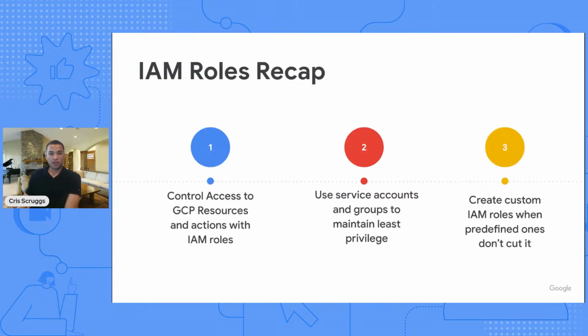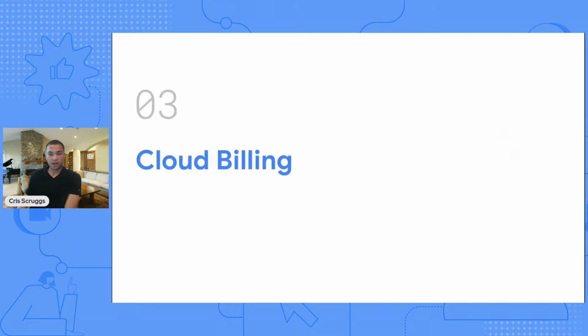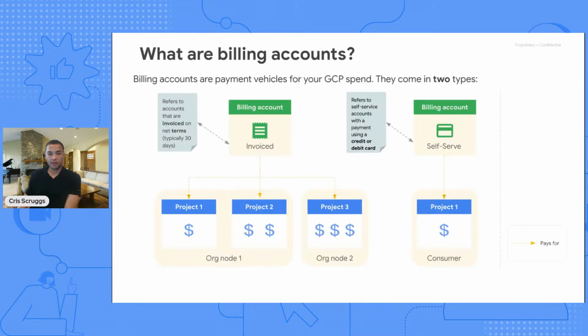So in this section, we covered how to delegate and control access to your GCP resources using IAM roles, the best practices in making use of service accounts and groups to maintain the very important security principle of least privilege. We'll get back to that a little later. And how to create custom IAM roles using the Google Cloud Console. So the last section we'll be covering today is cloud billing. So we'll talk about how to set up, monitor, and control billing accounts for your organization using Google's best practices.